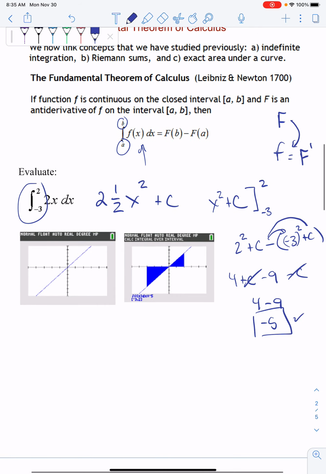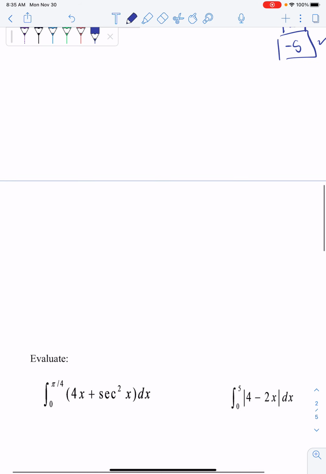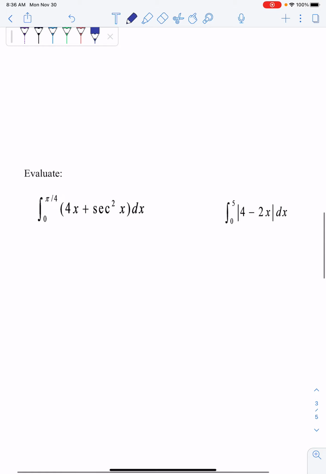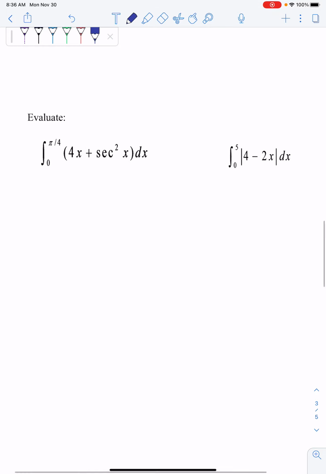The calculator really is going to be a strong tool to help make sure, especially on the homework, that you're doing it correctly. Whether it's a calculator question or not, you can always check your answer with the calculator on the homework. All right, so let's do a couple. The integral from 0 to pi fourths of 4x plus secant squared x dx.